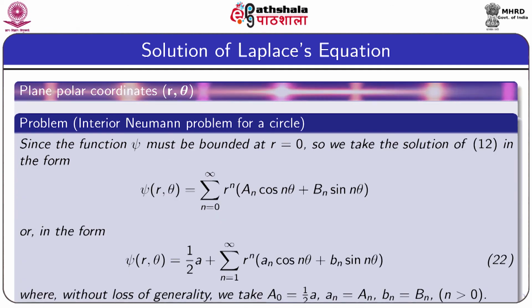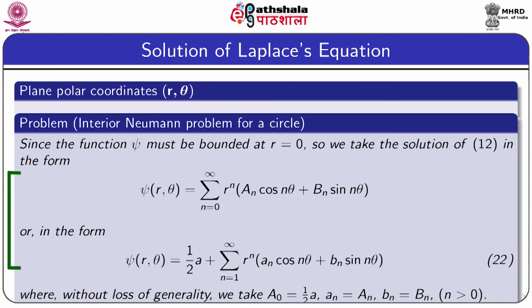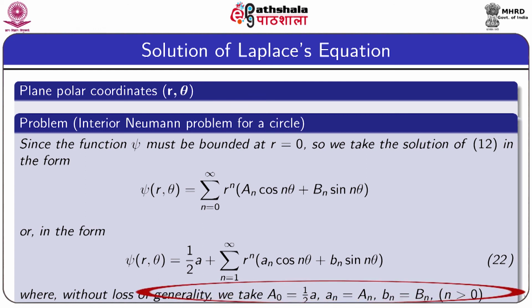Since psi must be bounded at r equals 0, we take the solution in this form where the r to the power minus n term is missing and we have to consider only the r to the power n term. So, the solution is written here, and this solution can be written in the form written in equation number 21, where the constants a0, an, bn are defined in this way.